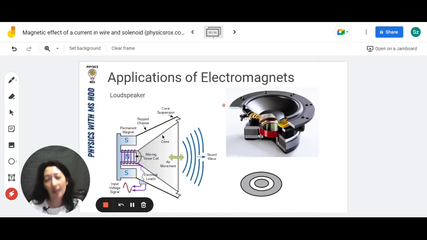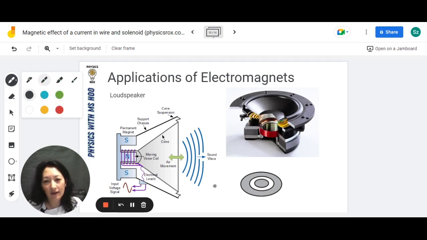Another application that you should know about is the loudspeaker. So this is a cut open version, just to show you the cross section of what's inside a loudspeaker. The loudspeaker is made up of the cone, which is connected to a coil, and the coil is placed inside a circular magnet. So this is the side view, and the magnet here, it's actually circles like this.